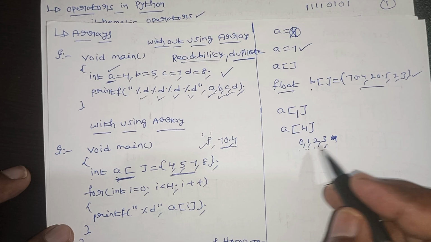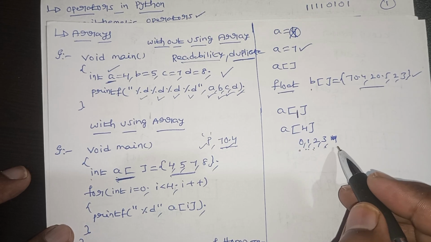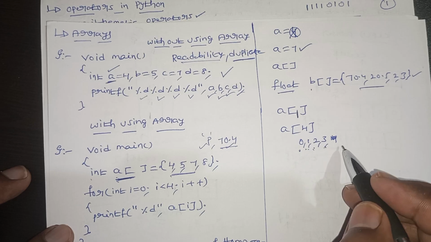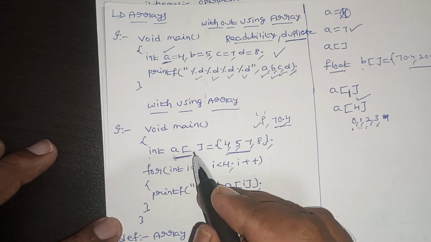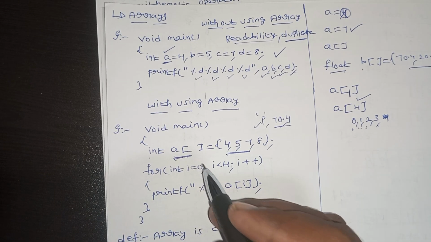Most of the textbooks follow 0, 1, 2, 3. You have to start from 0, 1, 2, 3. Size equal to how much? 4, like that. If you don't give anything here, that is empty size.